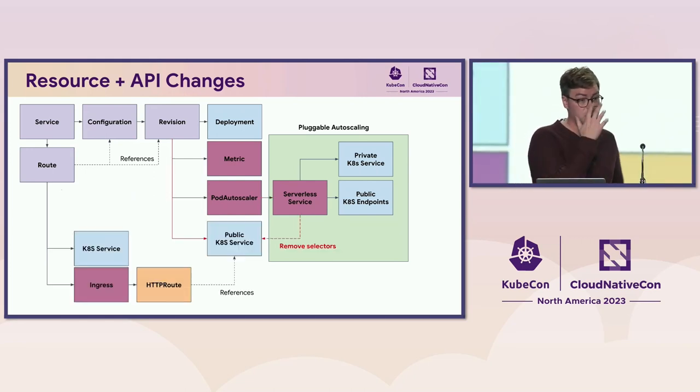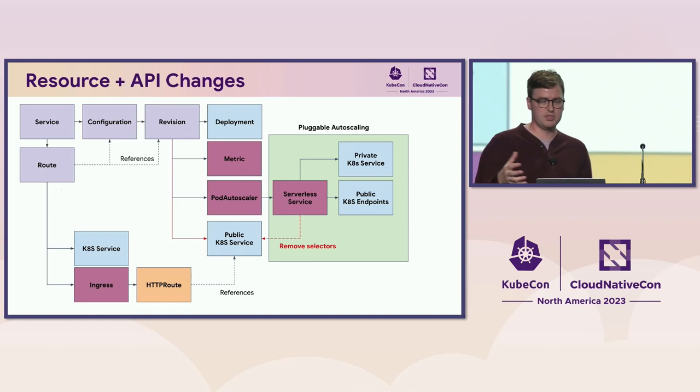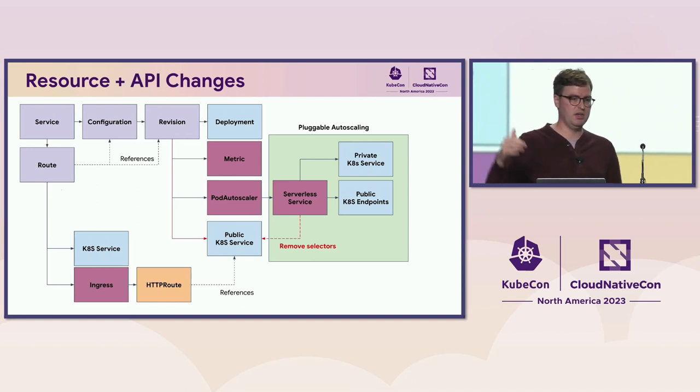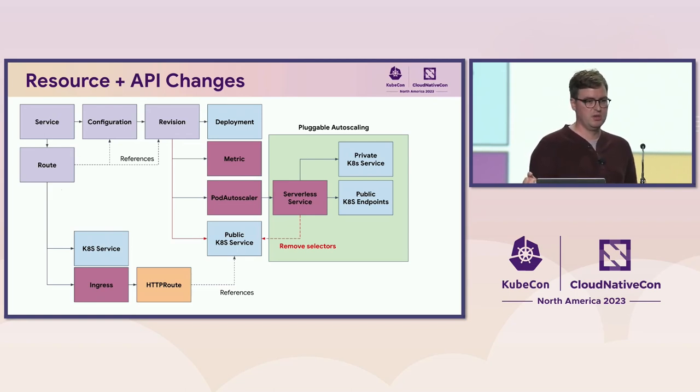Ideally, I think what would make sense is if the revision could create this public service, specify the container ports and all that stuff, and then we have this other serverless service essentially owning the selectors. It can remove the selectors or change them, and then instead you have this cooperation. And that would make the pluggable autoscaler simpler to write if you want to change it up and do something else, in my mind.